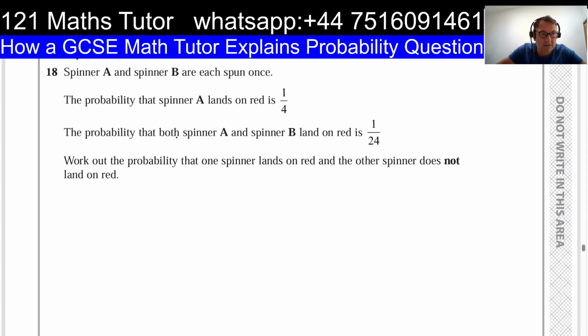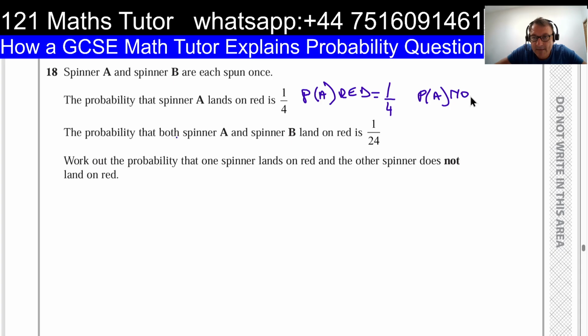So let's use the information we already have and solve this. First statement, spinner A lands on red is 1 over 4. So that really means that probability of A for a red is a quarter. That also means that probability of A for a no red, doesn't land on red, is 1 minus a quarter, 3/4. I hope you understand that step.